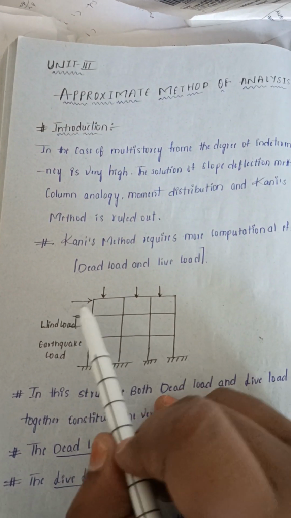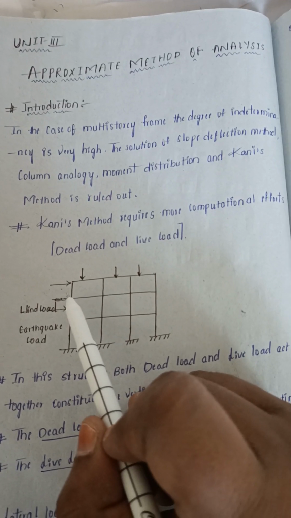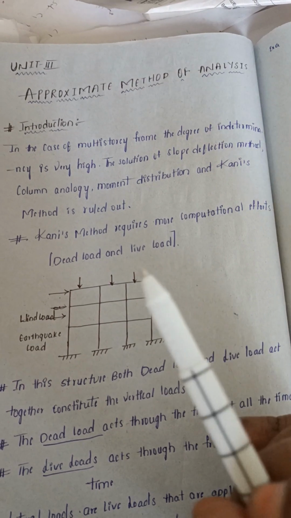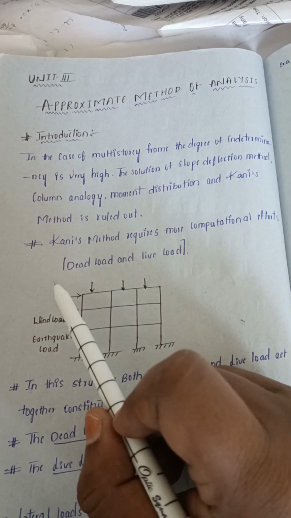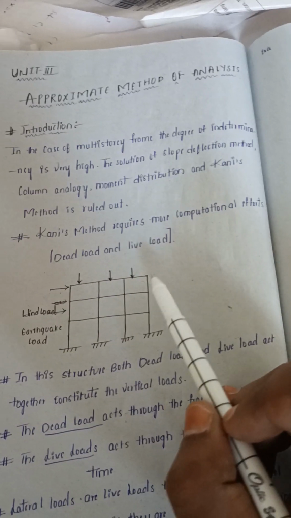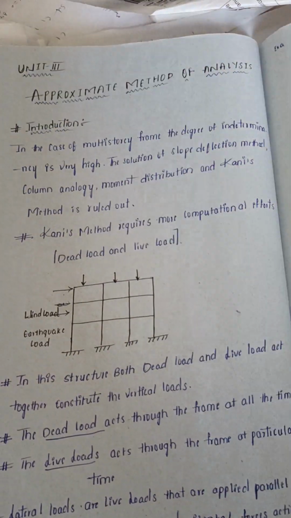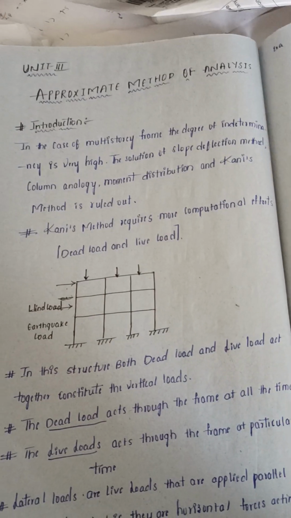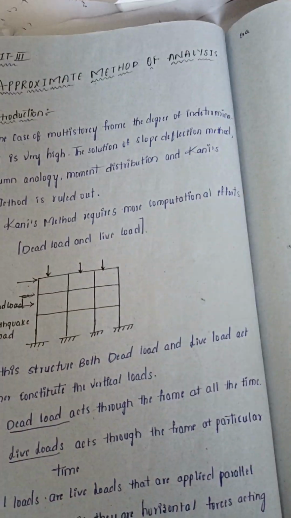For a multi-story frame subjected to horizontal forces, we have three approximate methods of analysis. They are the portal method, cantilever method, and factor method. For vertical loads, that means if there is no horizontal force and only vertical loads are there, then the substitute frame method is used. First of all, we'll see the very first method, that is the portal method, for a multi-story frame subjected to horizontal forces.